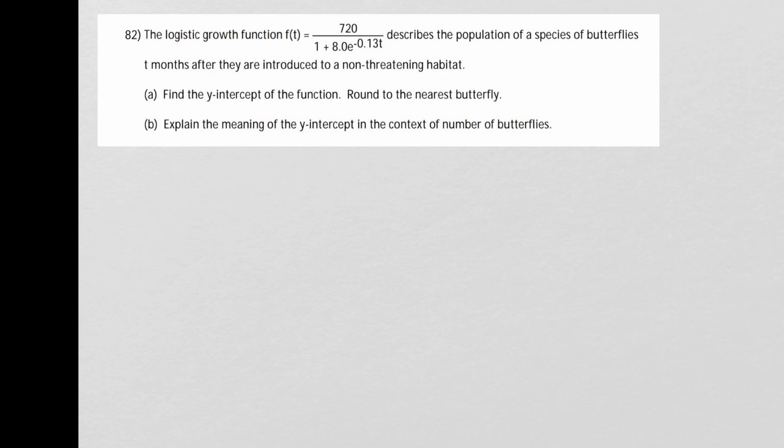So, let's try that. The y-intercept is the value where our independent variable, which is normally x, but in this case is t, is equal to 0. So we're just going to find f of 0. So we have 720 over 1 plus 8.0 e to the negative 0.13 times 0.